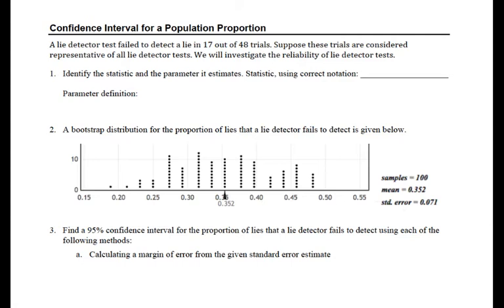So looking at this example here, we have a lie detector that failed to detect a lie in 17 out of 48 trials. That's kind of alarming. We're going to consider these trials to be representative of all lie detector tests, so we investigate the reliability. The statistic here is a sample proportion, p hat, which is 17 out of 48. And that comes out to 0.354.